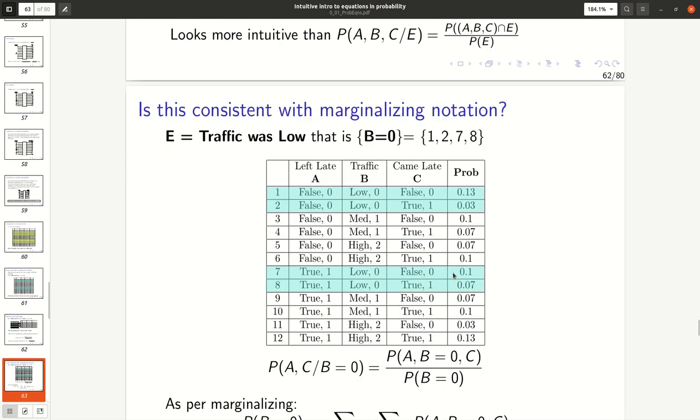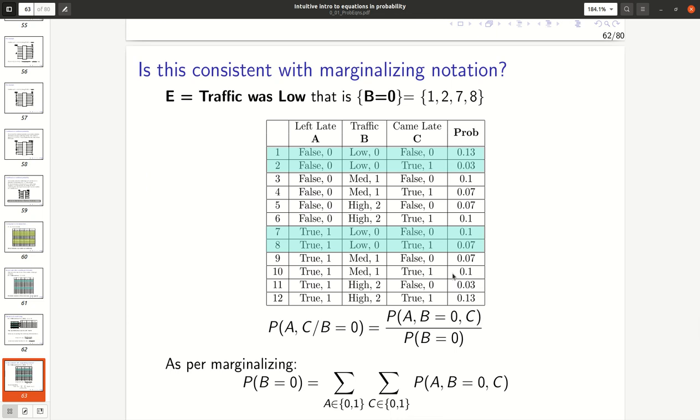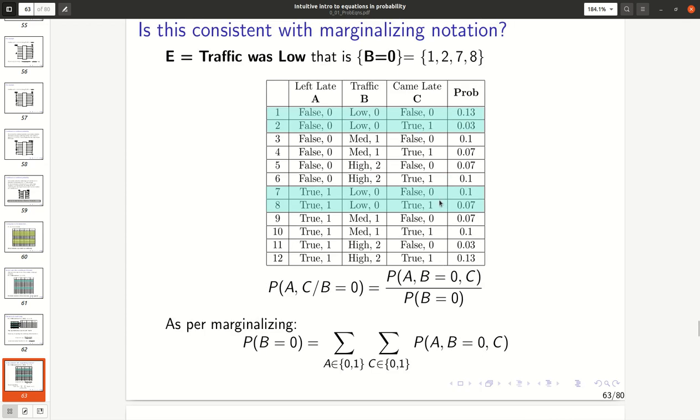So the answer is yes, it is consistent, because if we check how we computed the value of P of B is equal to 0, it is actually computed by these 4 rows, which can be precisely obtained by keeping the value of B fixed and performing summation over A and C. This is exactly how A and C are eliminated in marginalization. So our notation is consistent according to the definitions.